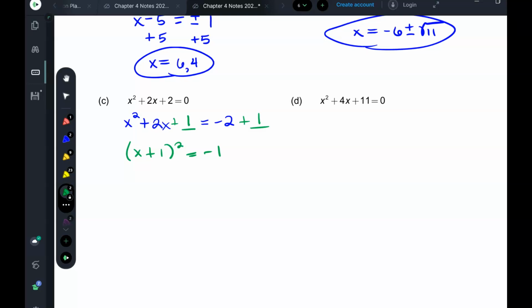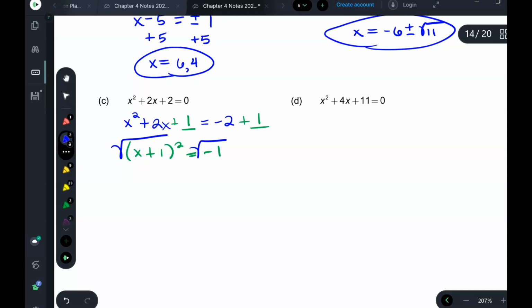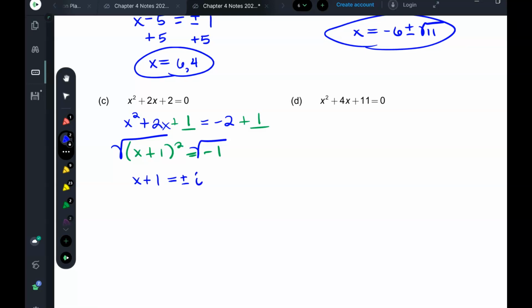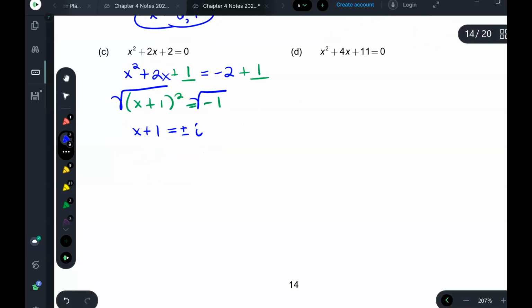Okay. X plus 1. So square root both sides. Oh, that's i. How did you get i from nothing? Remember, the square root of -1, that's our imaginary unit, i. So i squared equals -1. Why don't you just do -1? It's got to be i. It would be plus or minus i.